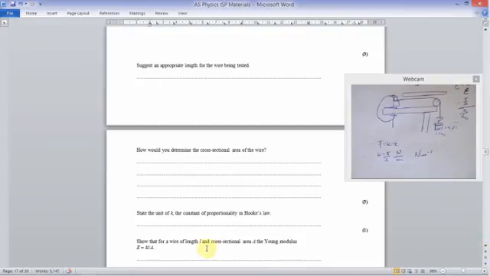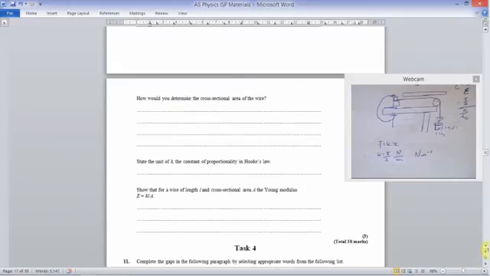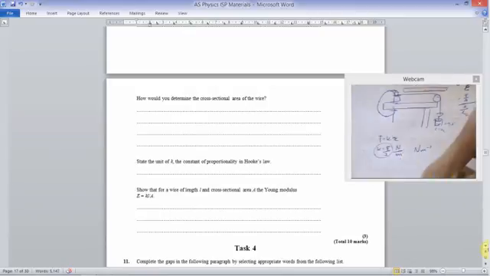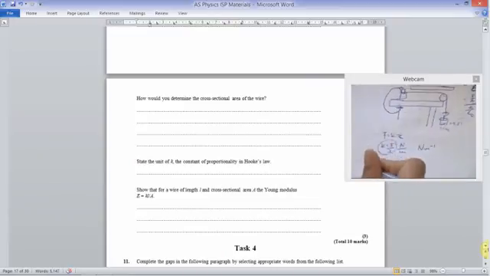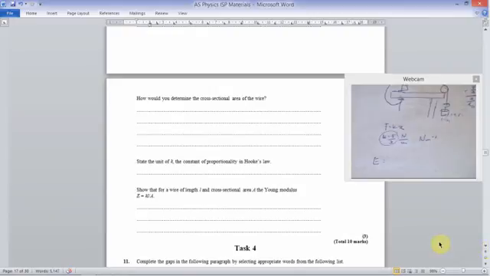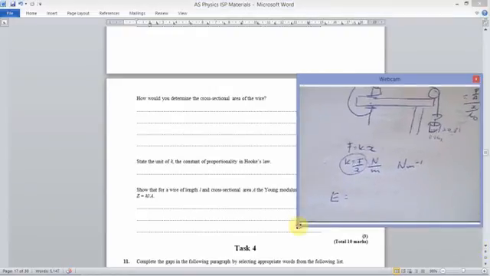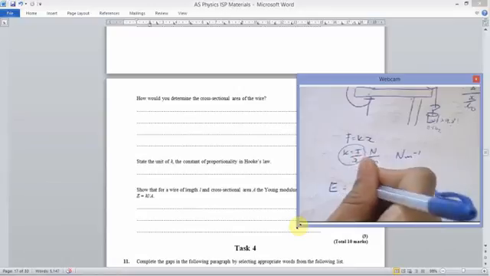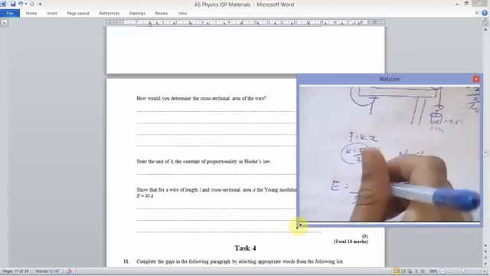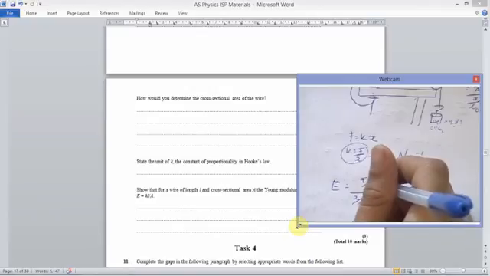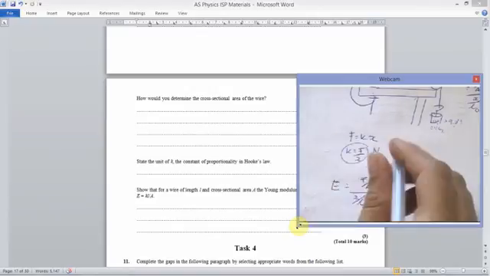Show that for a wire of length L, cross-sectional area A, the Young's modulus is KL over A. Let me show you this step by step. K is equal to F over X. I've stated that the Young's modulus is FA over XLO. So let's write that clearly: Young's modulus is equal to F over A, divided by X over LO. LO is the length of the wire, so they've just got LO as L.